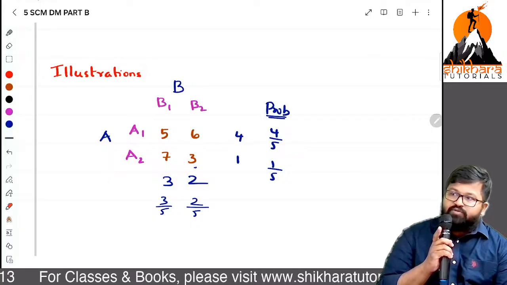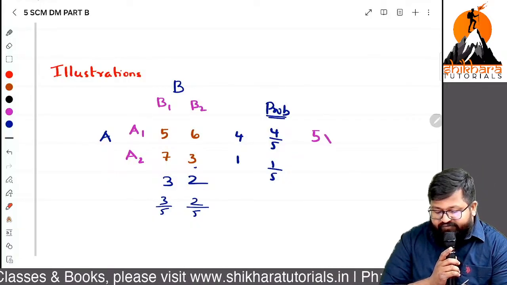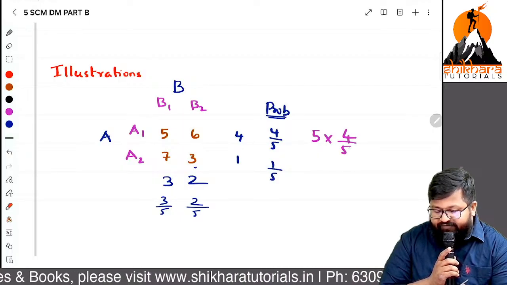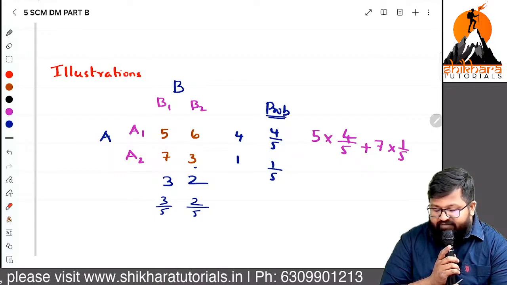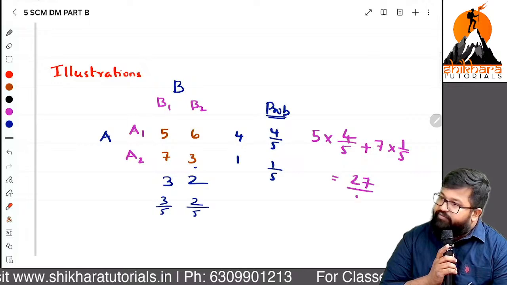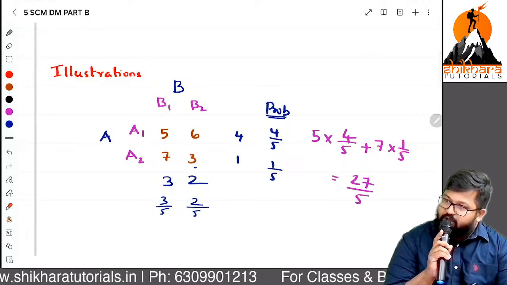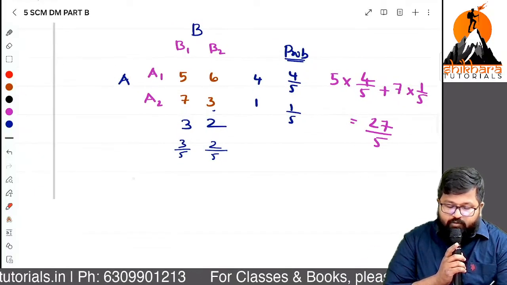You keenly observe that. So what is the first value? 5 into 4 by 5 plus, what is next? 7 into 1 by 5. What is that value, sir? 27 by 5. Am I right? Okay. If it is fine, can you tell the other chance value?